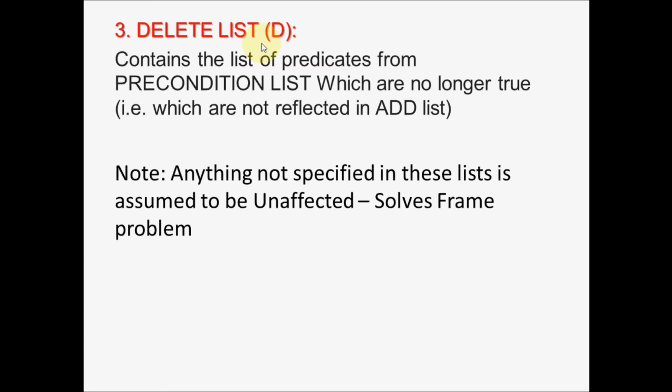And the most important thing, what about the frame problem? Any predicate that is not specified in one of these three lists is assumed to be unaffected. So if some predicate is not mentioned in one of these three lists, that means that thing is unaffected. The change has not occurred to that particular thing.